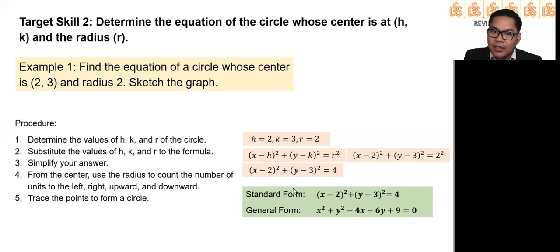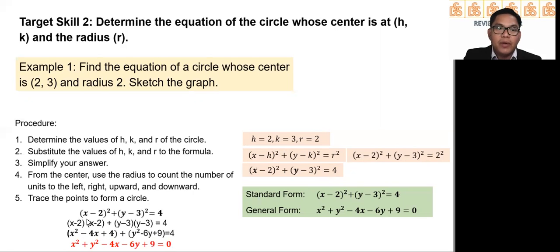How? From standard form, we can simplify these binomials into this. So (x minus 2) squared will be (x minus 2) times (x minus 2). We learned that from basic algebra. And (y minus 3) squared is (y minus 3) times (y minus 3), and the right side equals 4. And when we simplify that, if we apply the FOIL method, it will be x squared minus 4x plus 4, while (y minus 3) squared is y squared minus 6y plus 9.